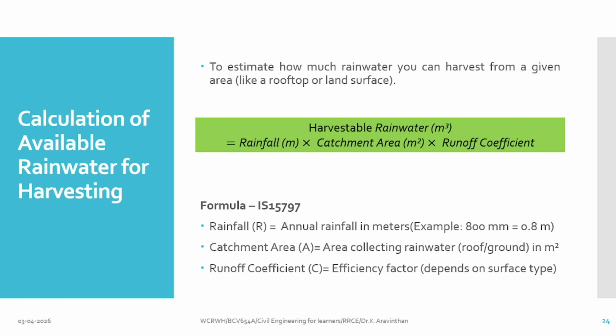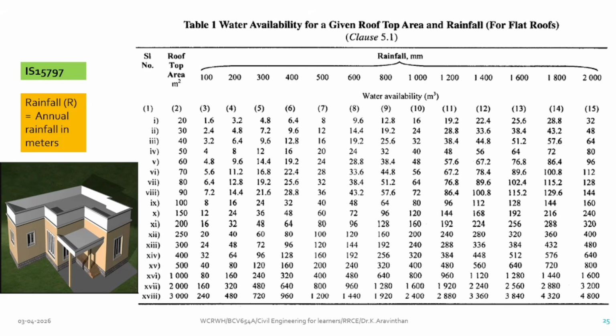Now R is called annual rainfall. For example, if it is 800 mm rainfall throughout the year, you can take it as 0.8 in terms of meter. Catchment area is taken as A, and its unit is meter square. Runoff coefficient depends on the surface. One by one I will discuss.